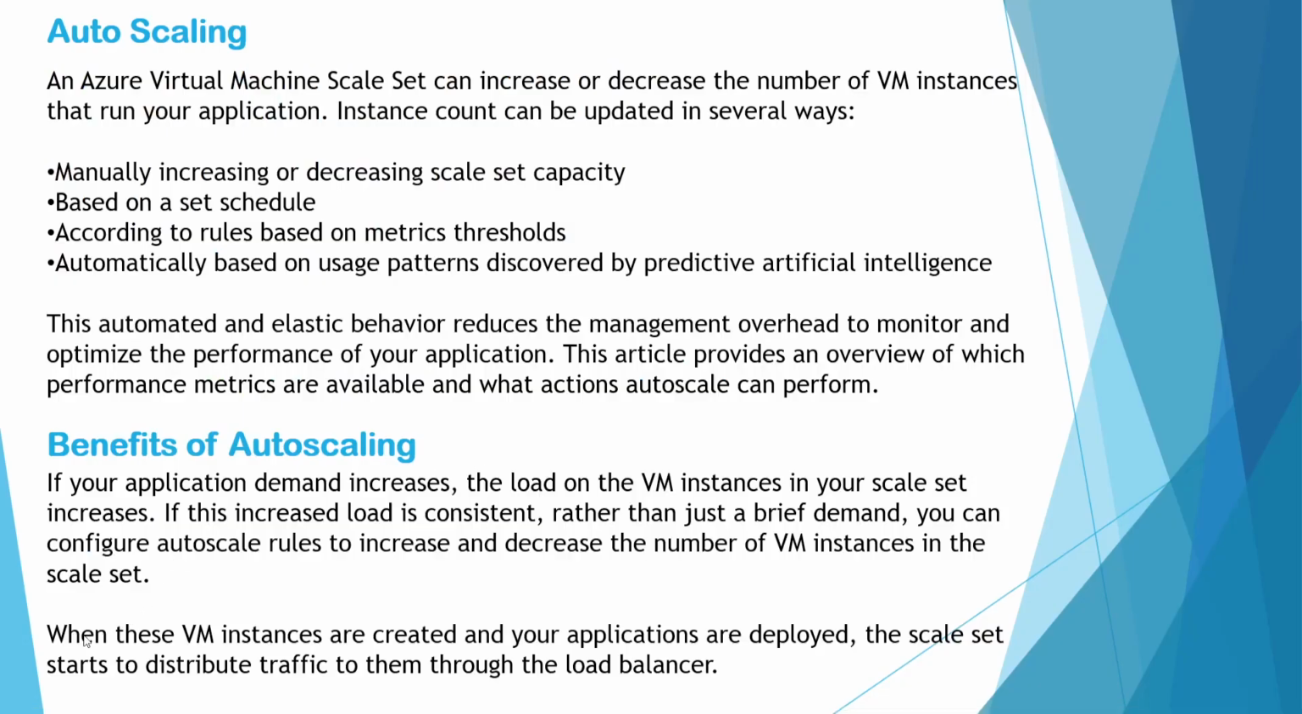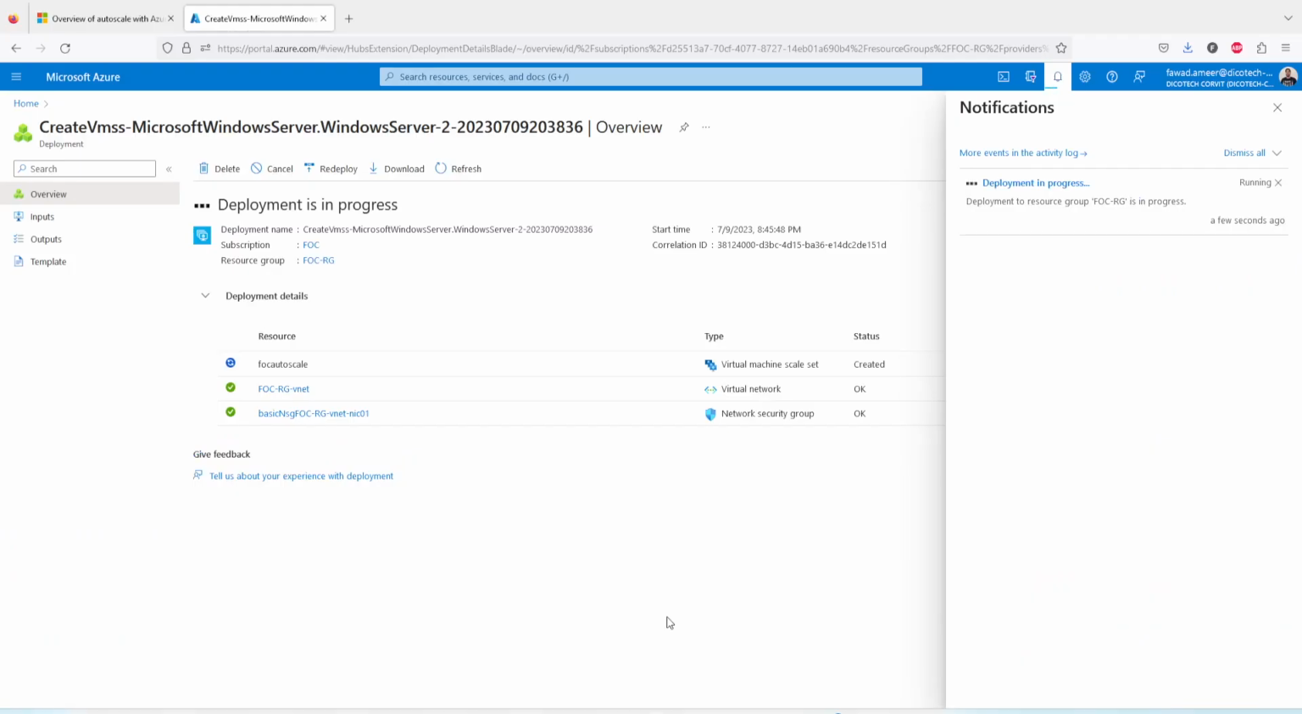Just to give you an overview, the benefit of autoscaling. When the VM instances are created and your applications are deployed, the scale set starts to distribute the traffic to them through the load balancer. So far, we did not select the load balancer. If you select the load balancer, it will start distributing the traffic. So as you can see, it started creating the network security group and connected with the virtual network.